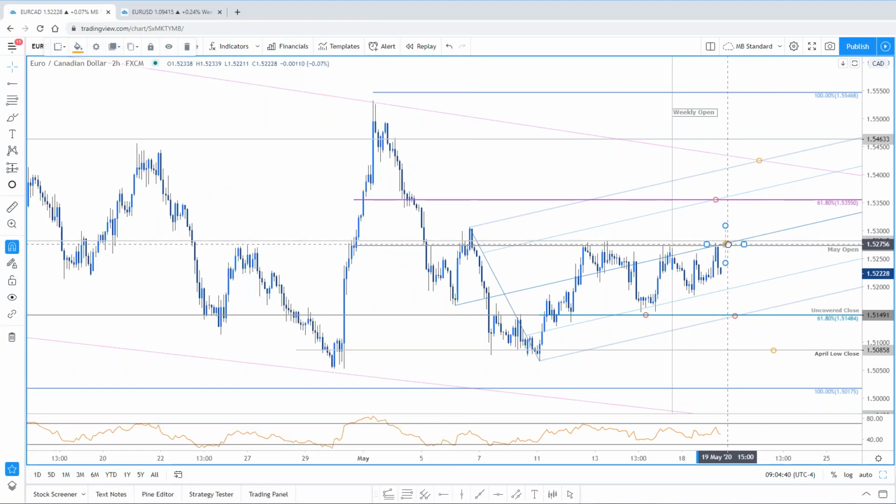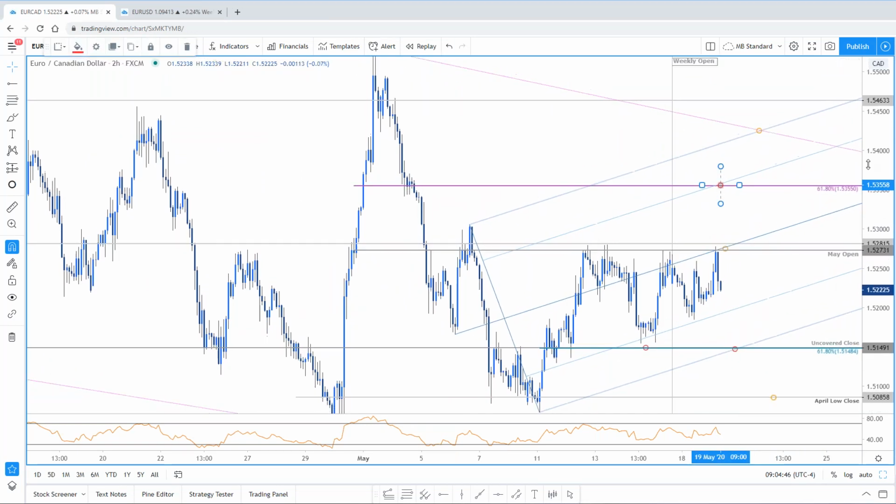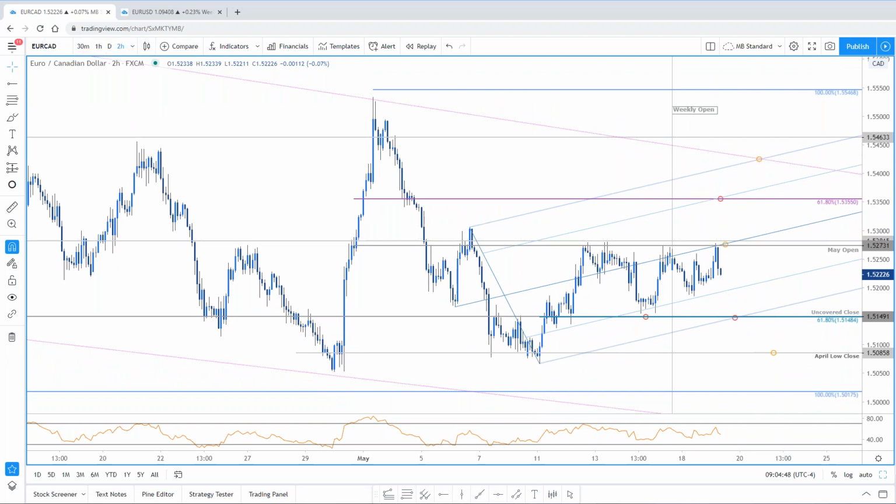Okay, puts more emphasis on a topside breach above 152.83, 152.82 to get the ball going towards 53, 55 and beyond. Look, support, watch the weekly opening range low, but key support still 51.50.